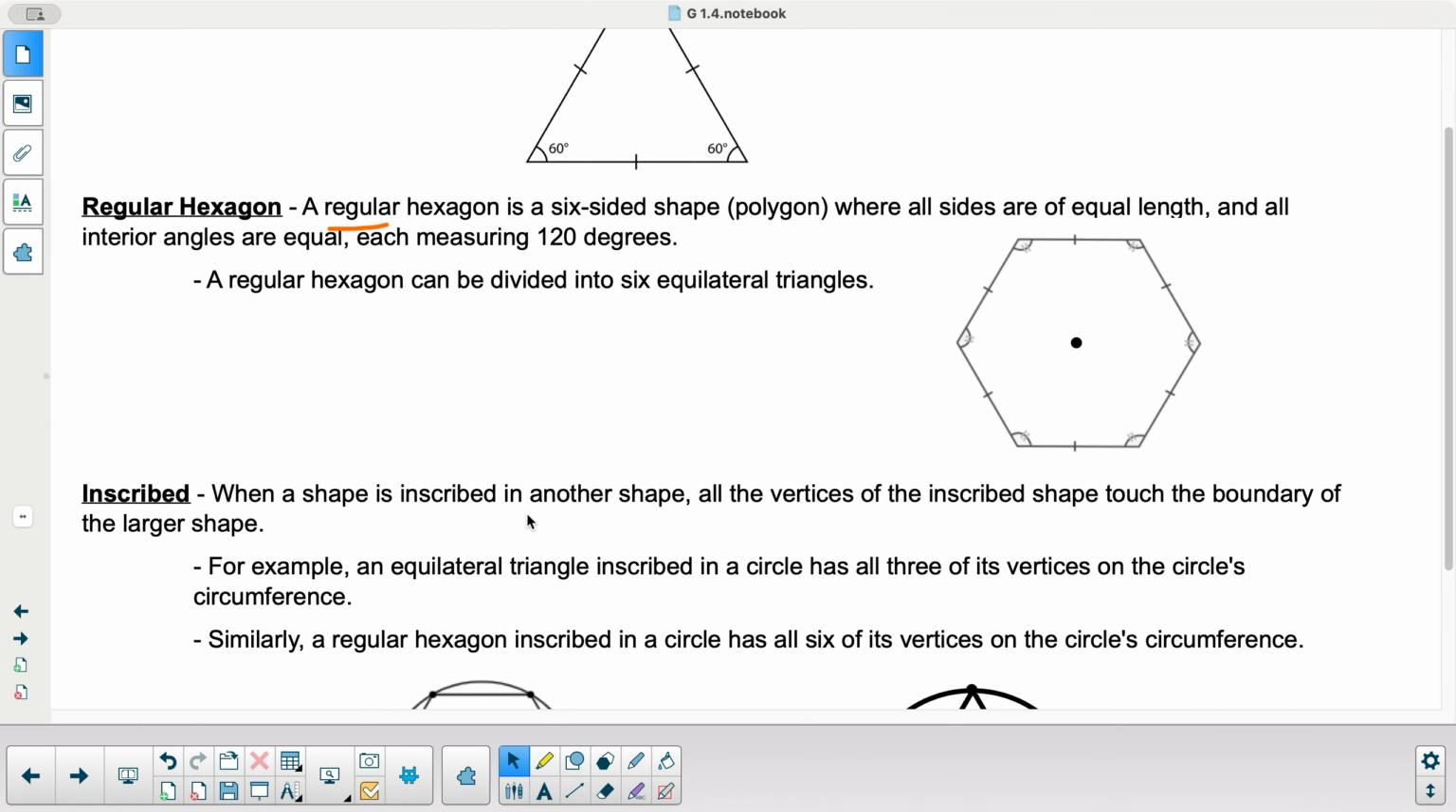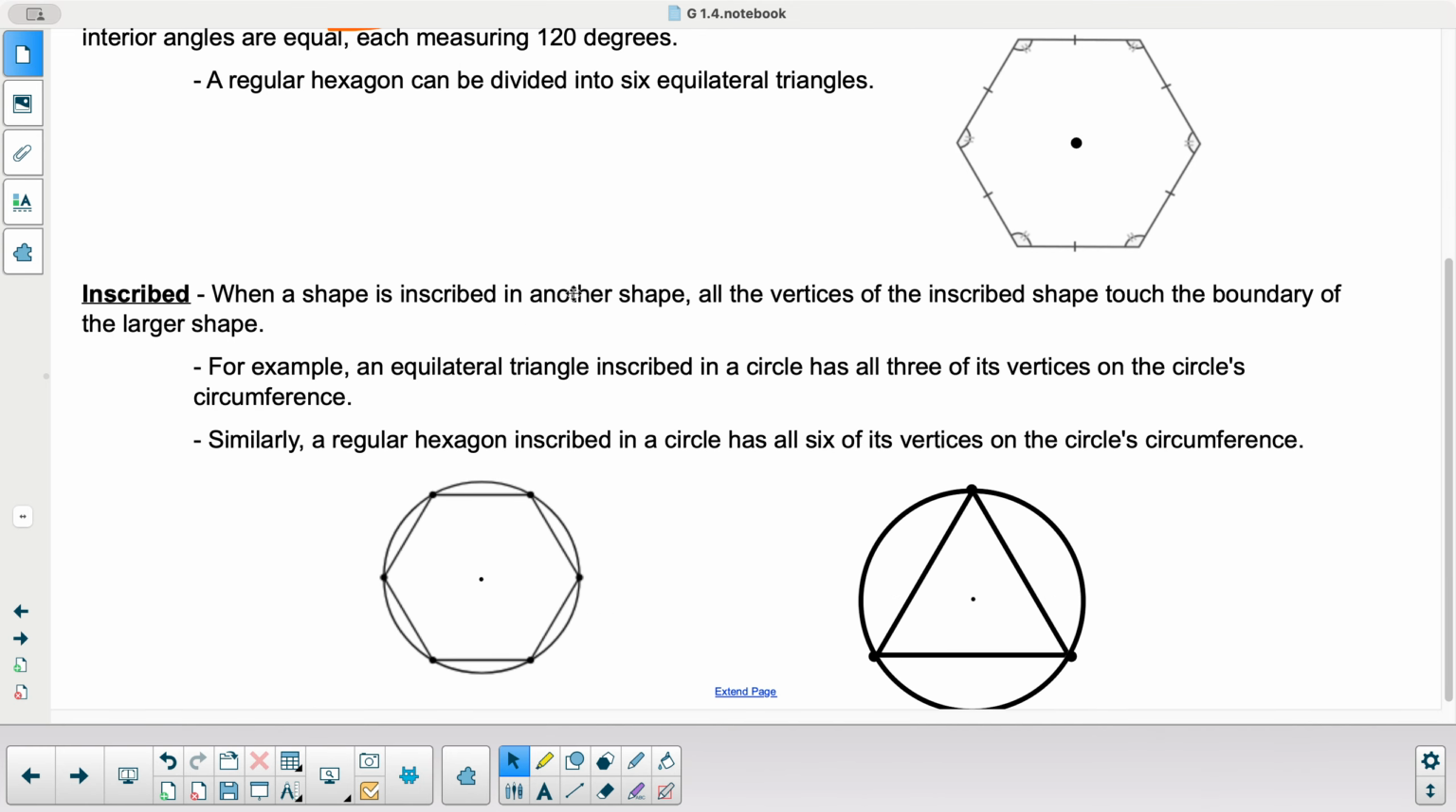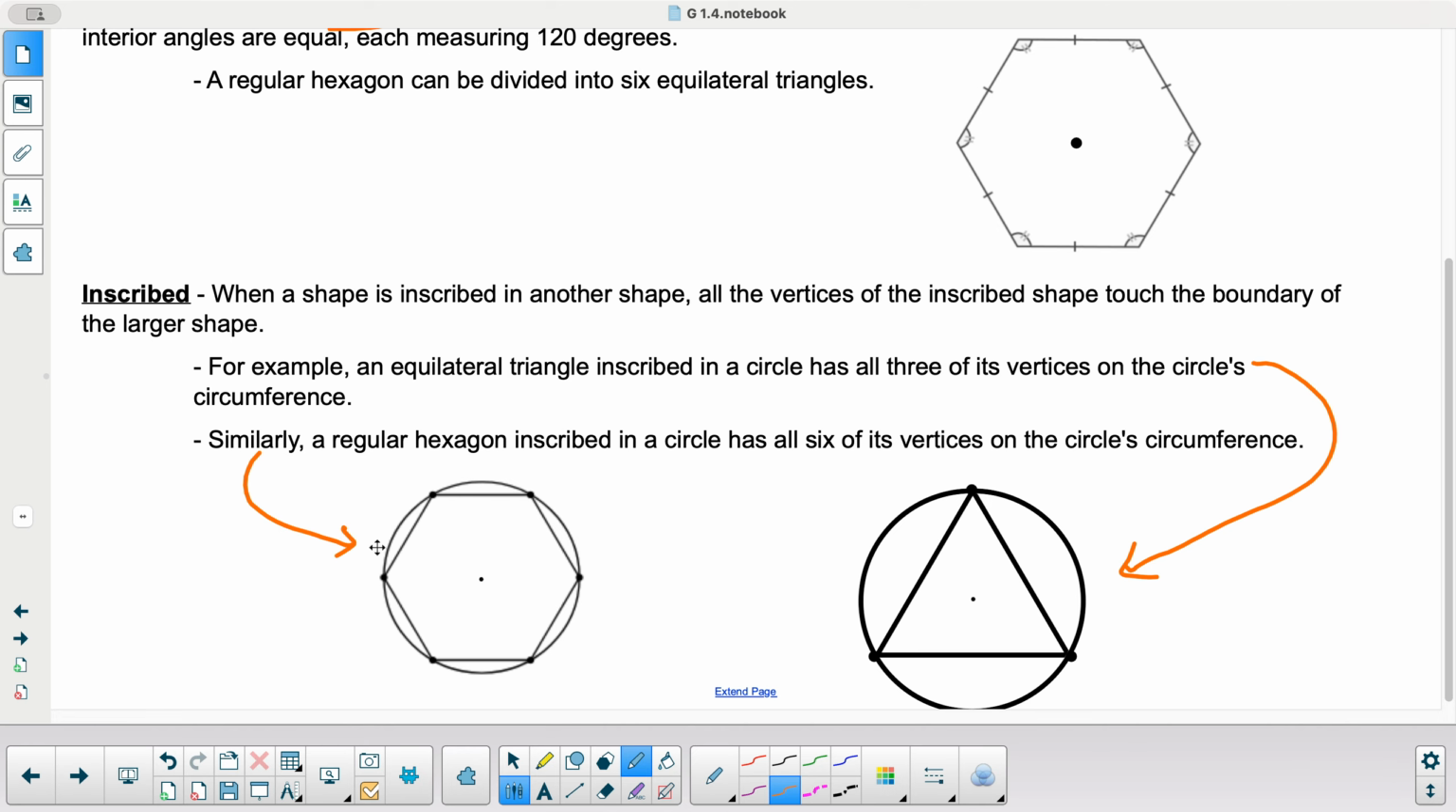All right. Last thing is inscribed. When a shape is inscribed in another shape, all the vertices of the inscribed shape touch the boundary of the larger shape. Usually we inscribe it in a circle, but it doesn't have to be inside a circle. So for example, an equilateral triangle inscribed in a circle has all 3 of its vertices on the circle circumference. So here's that first one right here. Similarly, a regular hexagon inscribed in a circle has all 6 of its vertices on the circle circumference. Not every figure can be inscribed in a circle, but a lot of them can.